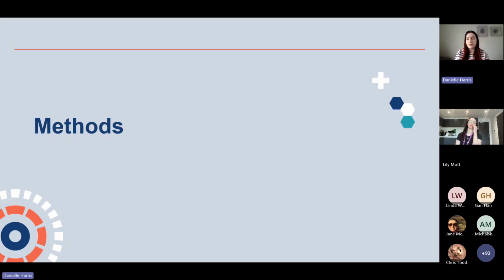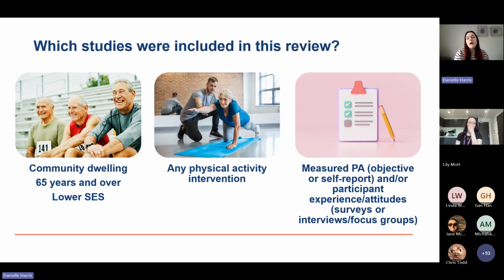So I'll now touch very briefly on the methods for this review. So in terms of the key inclusion criteria for studies to be included in this review, the population of interest were community-dwelling older adults aged 65 years and over from lower socioeconomic groups. For the purposes of this review, we kept this to a broad definition to encompass different socioeconomic factors. So study authors' descriptions were accepted. So where studies described a population of lower SES or socioeconomically deprived or disadvantaged, we included these.